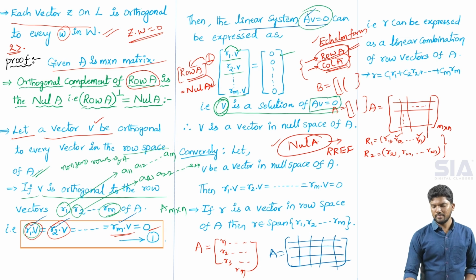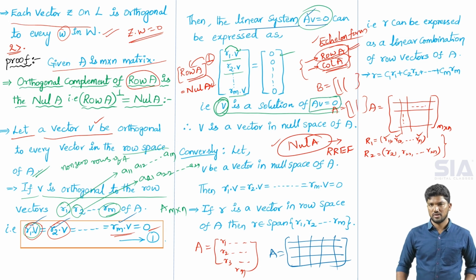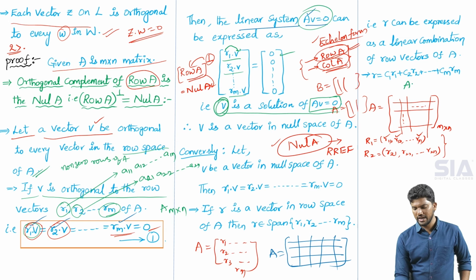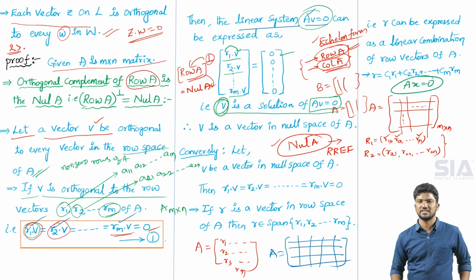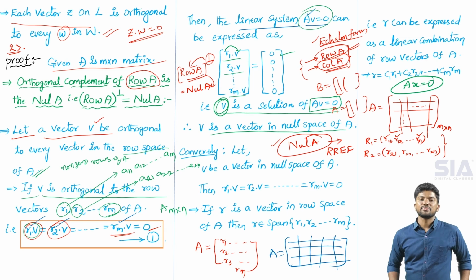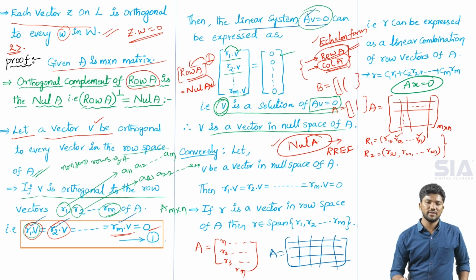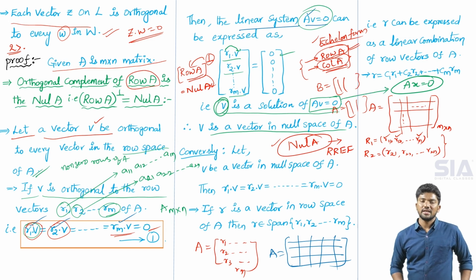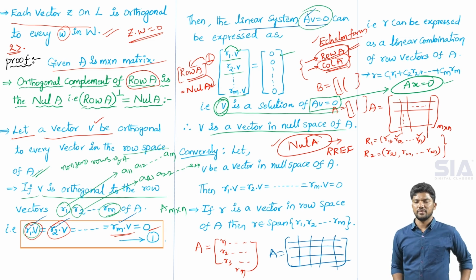ప్యూర్ గా చెప్పాలంటే ఇదే మనకి null space definition. ఓకే, null space definition ఏంటమ్మా, A into x is equal to 0. So therefore V is a vector in null space of capital A. Whenever you get an equation in that format, A into V is equal to 0 or Ax equal to 0, then in Ax equal to 0, x is a vector in null space of A. Here in A into V is equal to 0, V is a vector in null space of A.